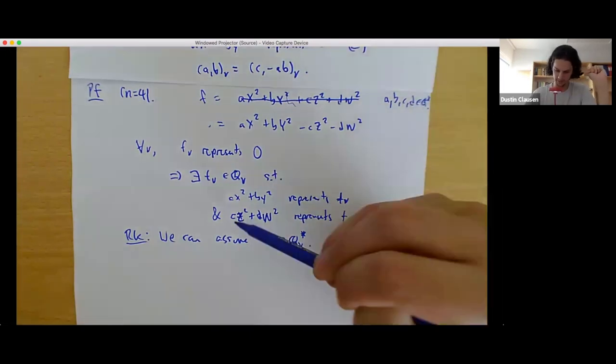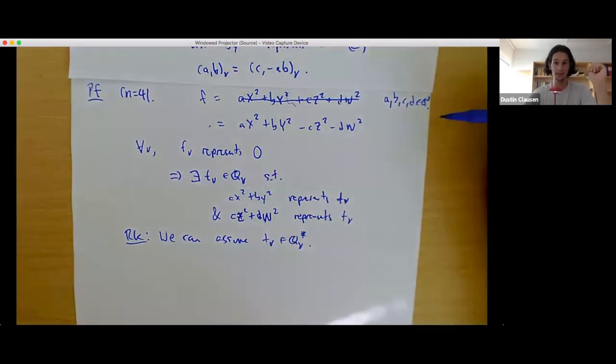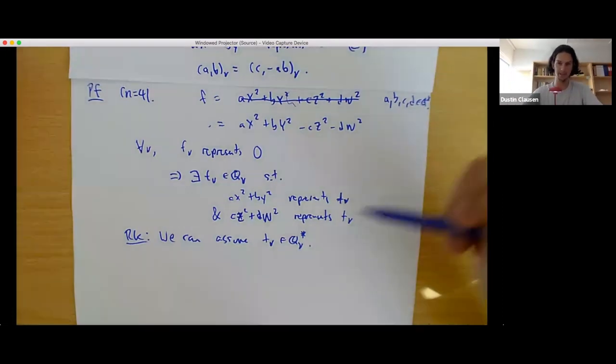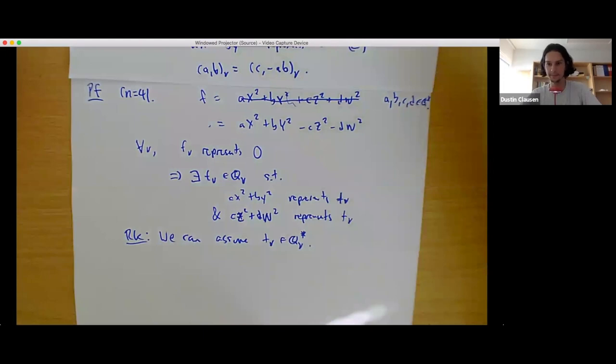And similarly, this one would represent everything. So then we could just choose any random non-zero scalar and it'll be represented by both. So we could just replace T nu by that random scalar. So there would be no problem. So we can indeed assume that it's non-zero.